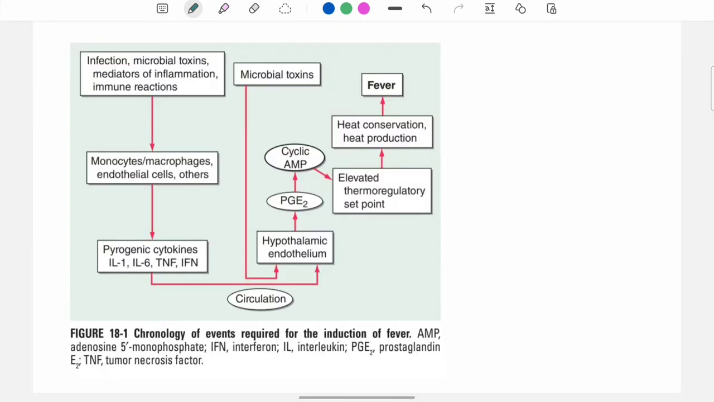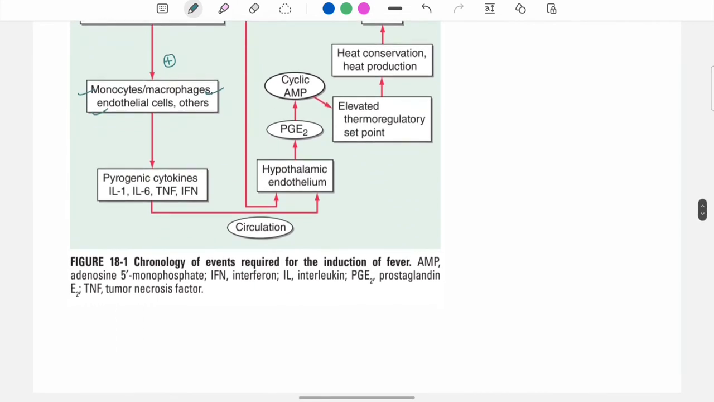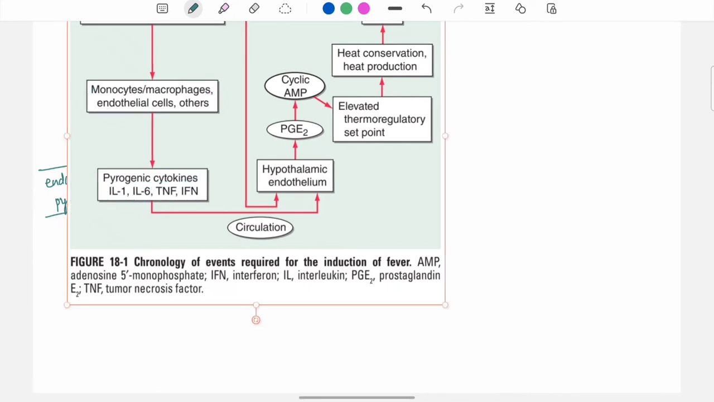Okay. Now the pathophysiology for induction of fever. First of all, there is infection or any microbial toxin or mediator of inflammation which stimulates monocytes, macrophages or endothelial cells. After the macrophage stimulation, there is release of pyrogenic cytokines. This is very important: pyrogenic cytokines, also known as endogenous pyrogens. Endogenous pyrogens are interleukin 1, interleukin 6, TNF alpha, interferon gamma.